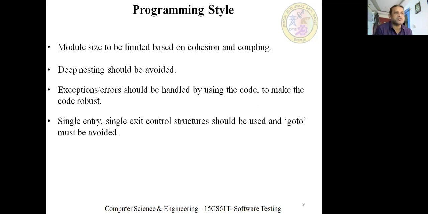Then some exceptions or errors should be handled by using the code to make the code robust. Suppose, for example, there may be some exception errors, overflow or underflow, like the size of the array you would have given very small. So sometimes your array becomes full, or maybe a stack or a queue, where overflow or underflow may occur. So such exceptions should be handled by using the code.